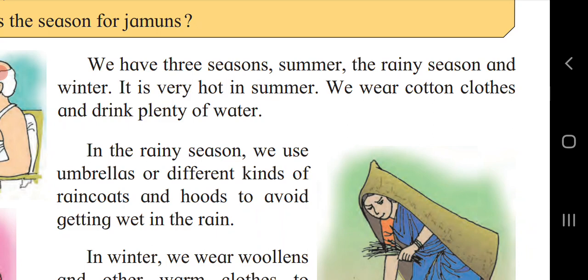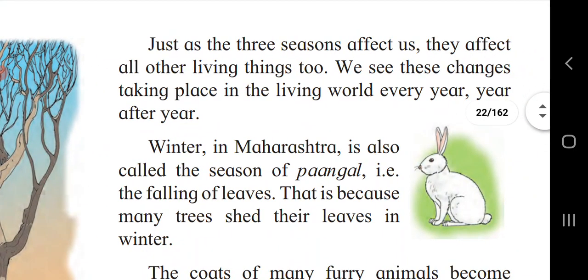What effect will it have on the animals? Let's see. Effect on animals in summer: chirping of birds, call of the koel. In rainy season, we will hear the croaking of frogs, and in winter, the coats of furry animals thicken. This is the lifestyle which is seen during these 3 seasons. Let's discuss this in more detail.